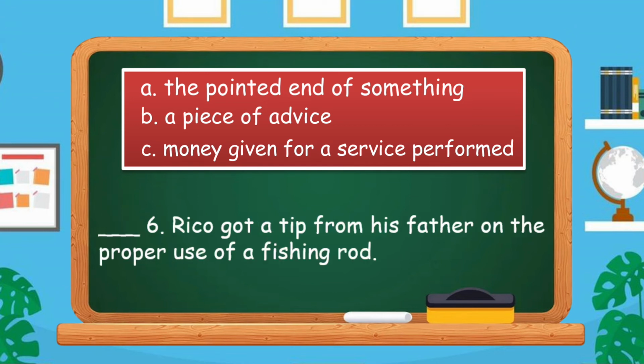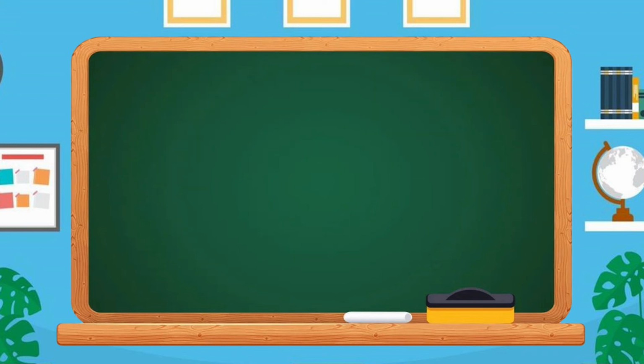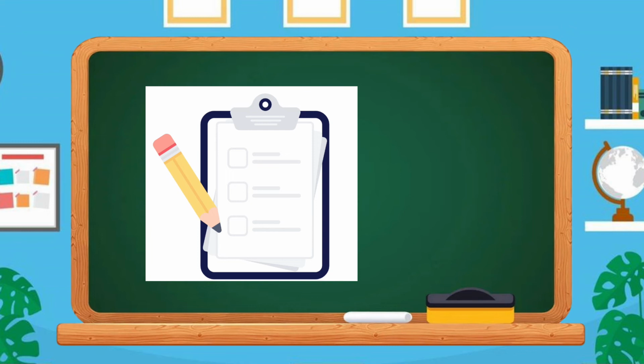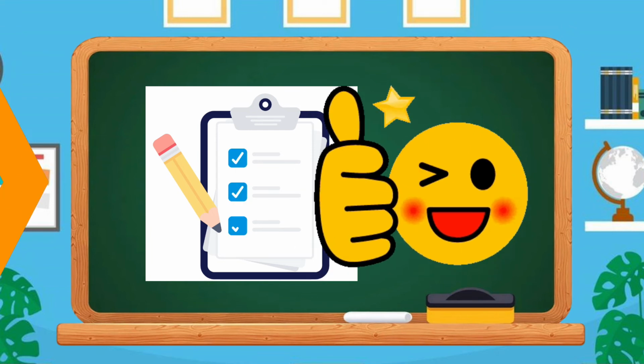Number 6. Rico got a tip from his father on the proper use of a fishing rod. The correct answer is letter B. A piece of advice. Grade 3 pupils, did you get the right answers? Job well done, kids!